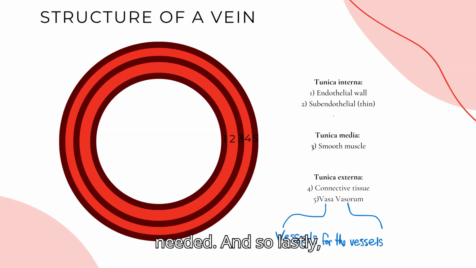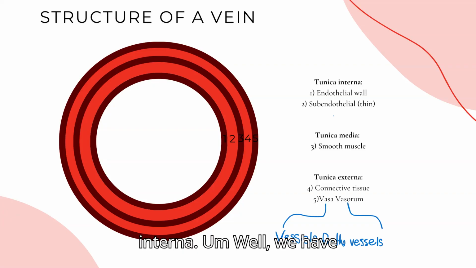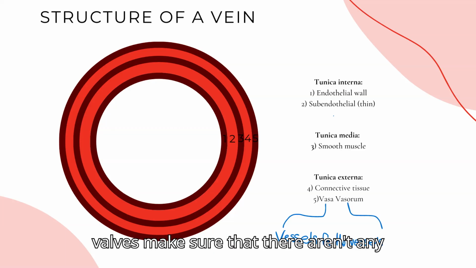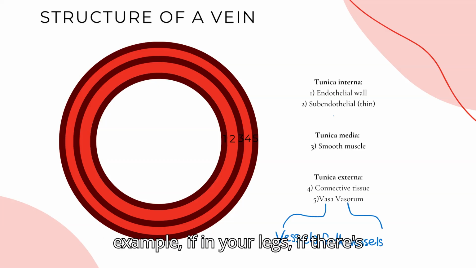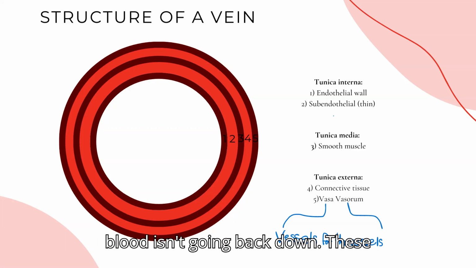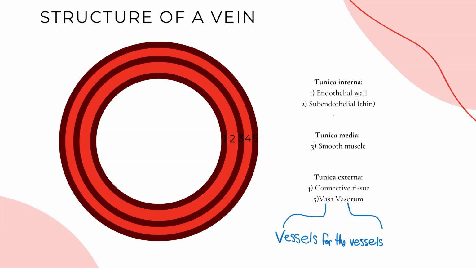And so lastly, we also have these valves in the tunica interna. We have these valves in the veins because these valves make sure that there aren't any backflows of blood happening. So, for example, in your legs, if there's blood flowing upwards, it's going to be really hard to make sure that the blood isn't going back down. And so these valves help ensure that after every flowing of blood, the blood isn't going downwards, it just keeps going up. And so what these valves do is that they close so that the blood cannot flow back down.